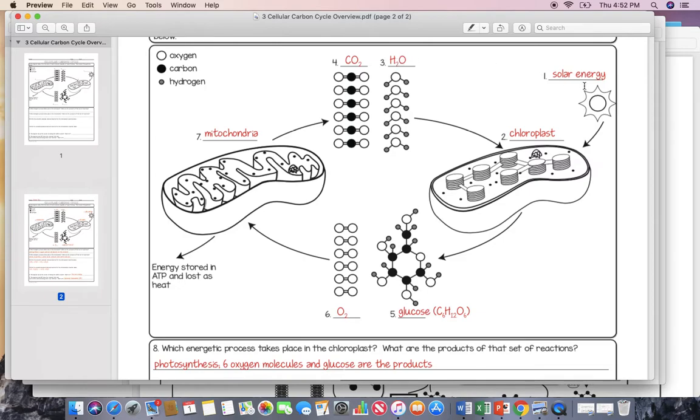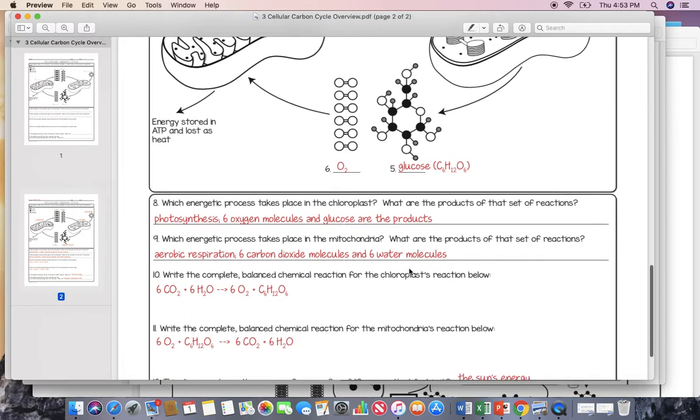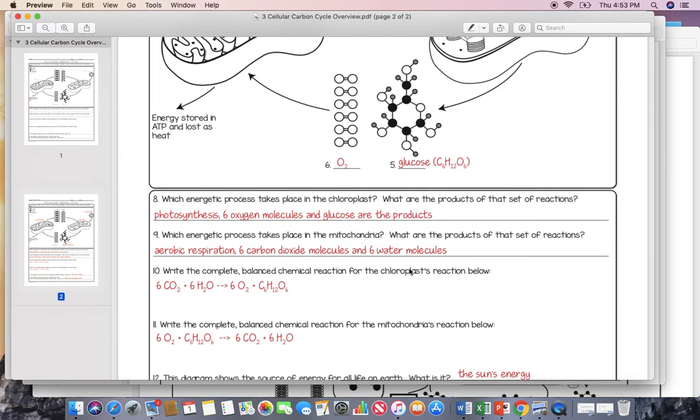So we start with the sun. It goes to the chloroplast and makes glucose and oxygen. It goes to the mitochondria, makes carbon dioxide and water. And you guys now know the entire chemical formula. We've written it several times. We're going to write it down here.